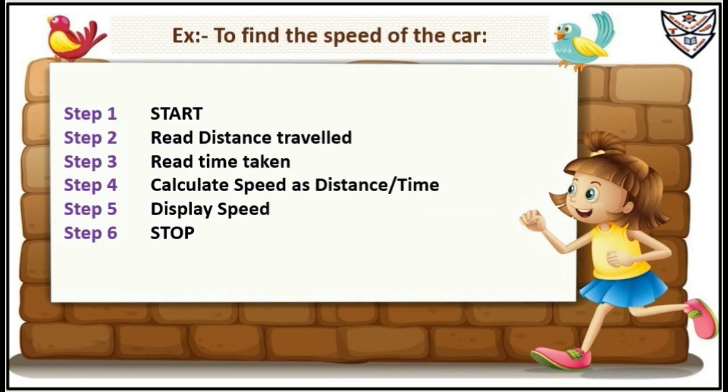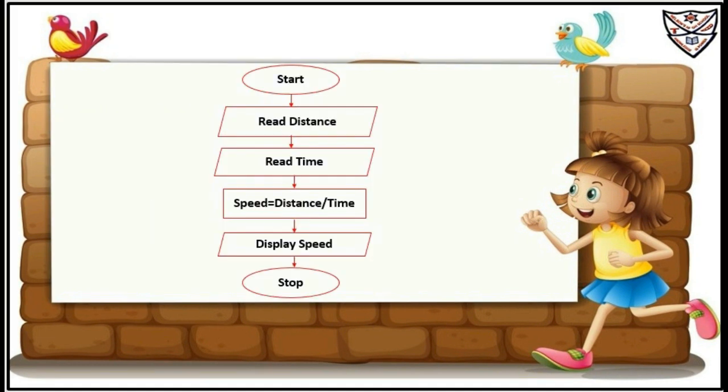To find the speed of a car, another example. Step 1, start. Step 2, read distance traveled. Step 3, read time taken. Step 4, calculate speed as distance over time. Step 5, display speed. Step 6, stop. Now the diagram will be: start, then read distance, read time, speed equals distance divided by time, display speed, then stop.